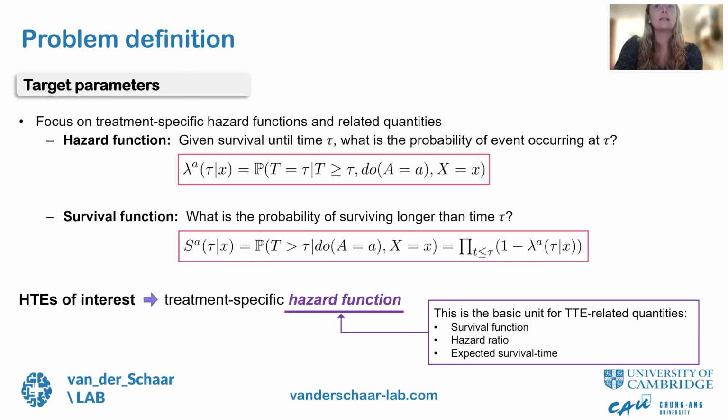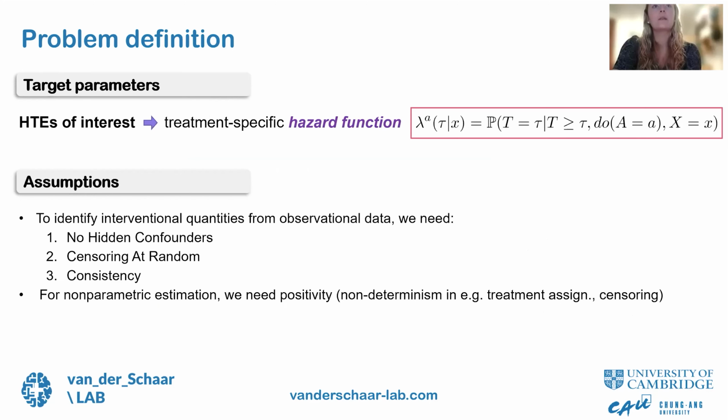As this is the basic unit for time-to-event related quantities. So from the hazard function, you can compute the survival function. And from this, you can compute things like differences in survival and differences in expected survival times, or even hazard ratios. So the treatment-specific hazard function is an interventional quantity.